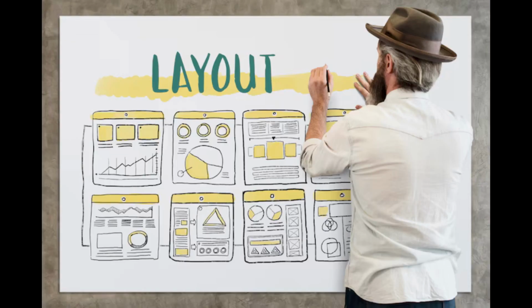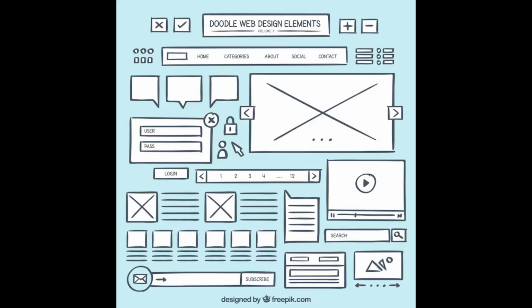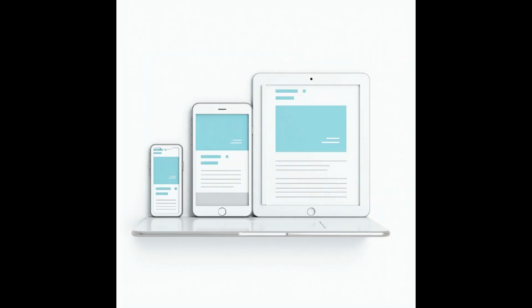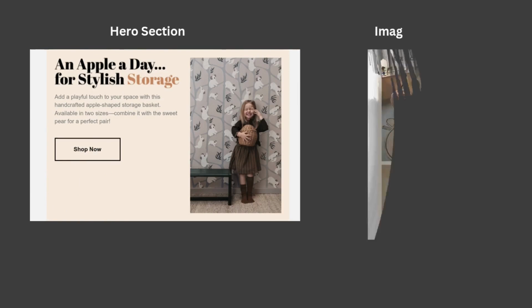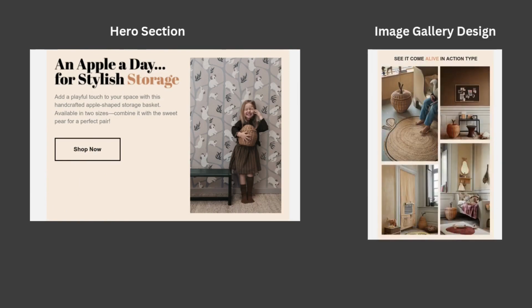Like any front-end work, whether it's for a website or an email, we always begin with the layout, placing each element in its correct spot, and making sure it is responsive. After that comes the styling. I will walk you through the two layout examples here. First, the hero section, then a more complex section with an image gallery style design.